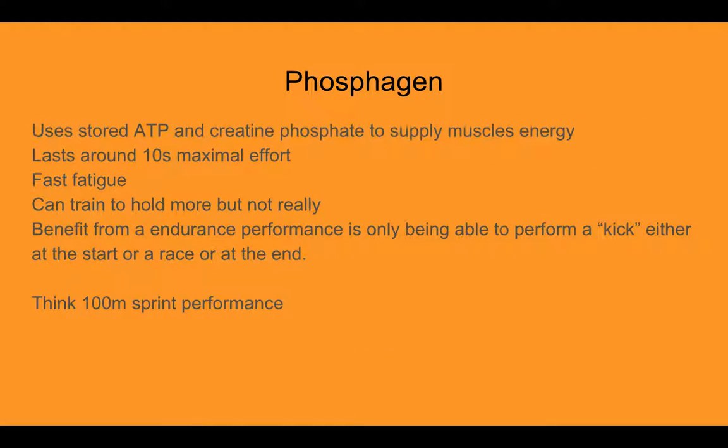All right, so the phosphagen energy system. That uses stored ATP and creatine phosphate to supply muscle energy. It generally lasts around 10 seconds of maximal effort. You could hold your breath and sprint as hard as you can for 10 seconds, and your muscles keep going until you hit that point, and then you'll stop pretty quick. So fatigue is quite fast. You can train to hold more, but not really. Sprinters obviously would want to train to hold more of this, but for us as endurance athletes, it doesn't really mean much.